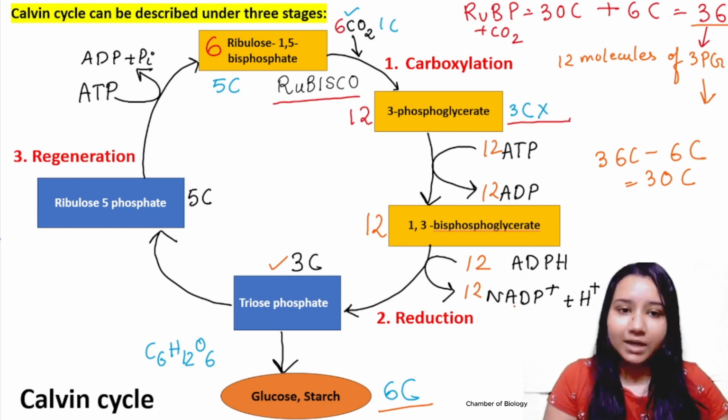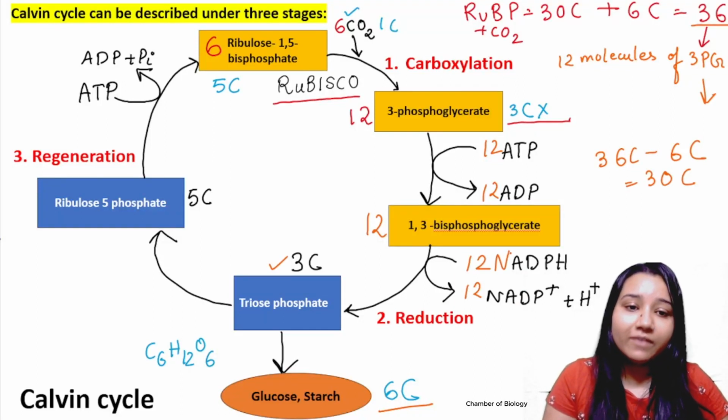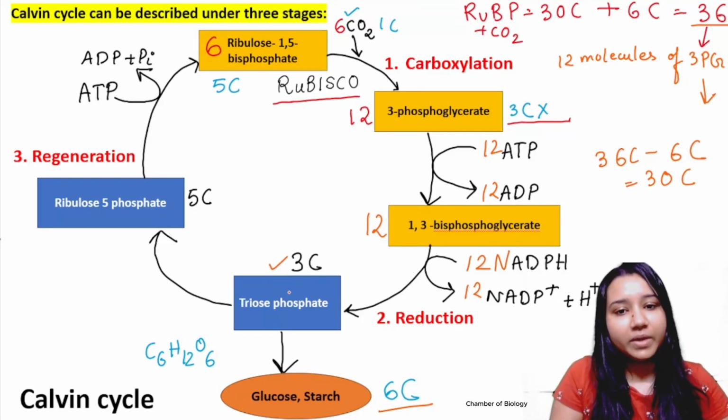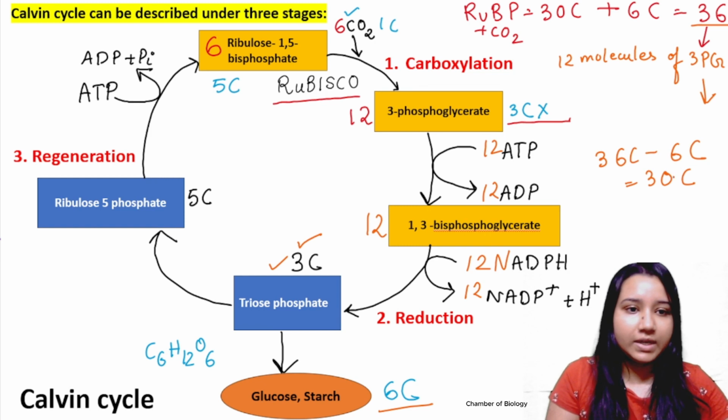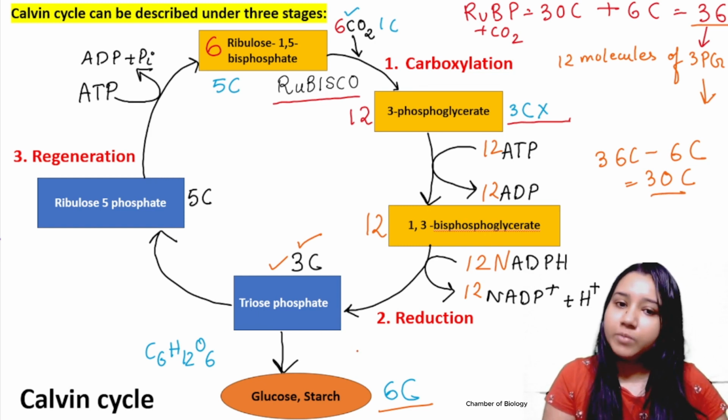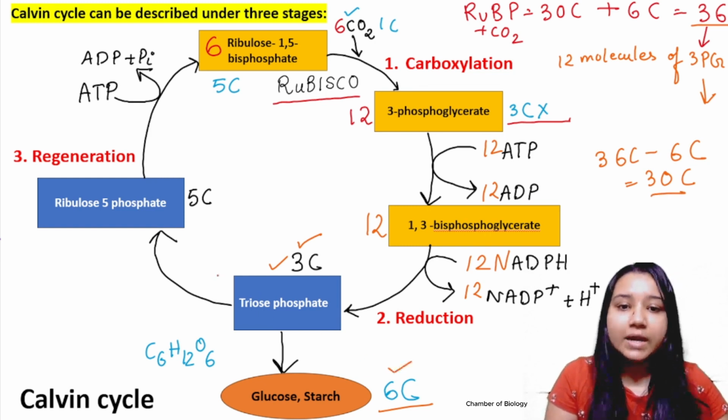It requires reduction and it requires 12 NADPH. Okay, so NADPH is going to be utilized 12, and it is forming triose phosphate. Now the triose phosphate is a 3-carbon compound. So how many molecules of triose phosphate will be there? Very easy. 30 carbon is there now because 6 are being utilized here. So 10 molecules of the triose phosphate.